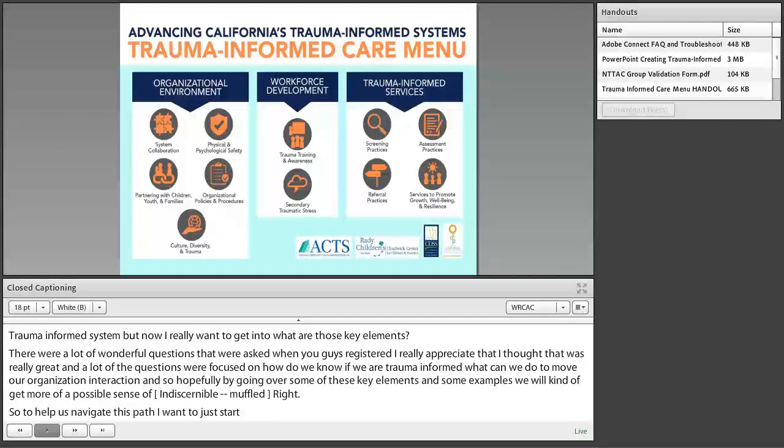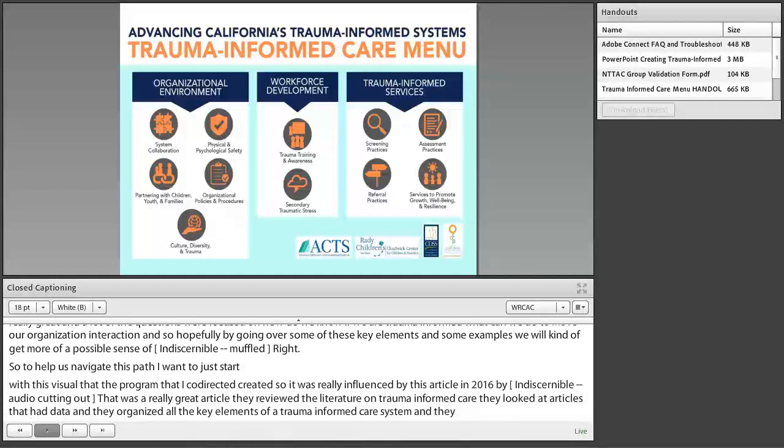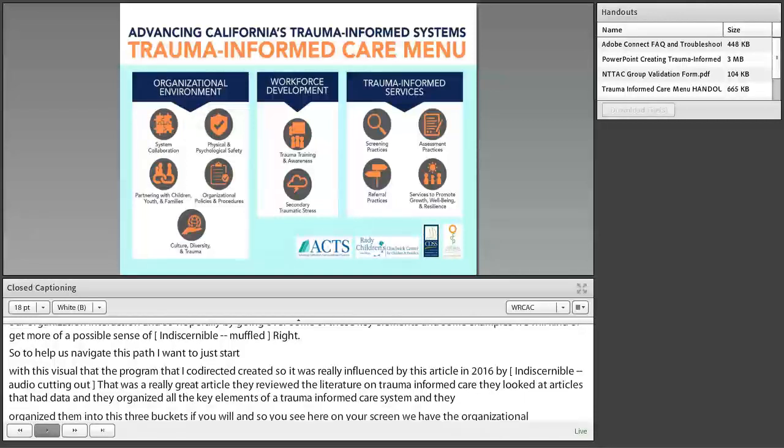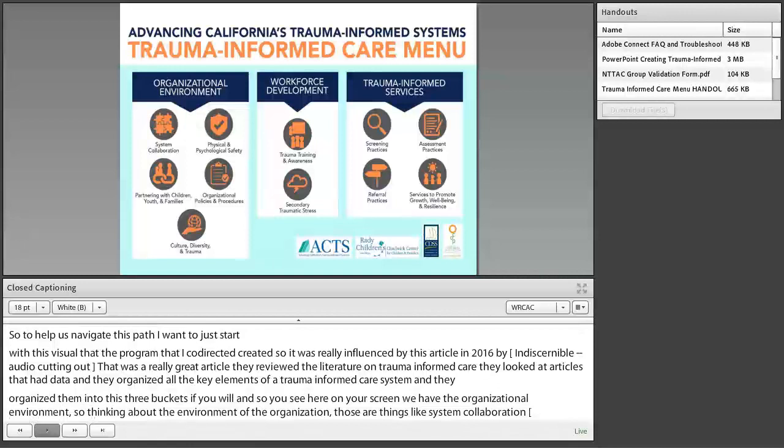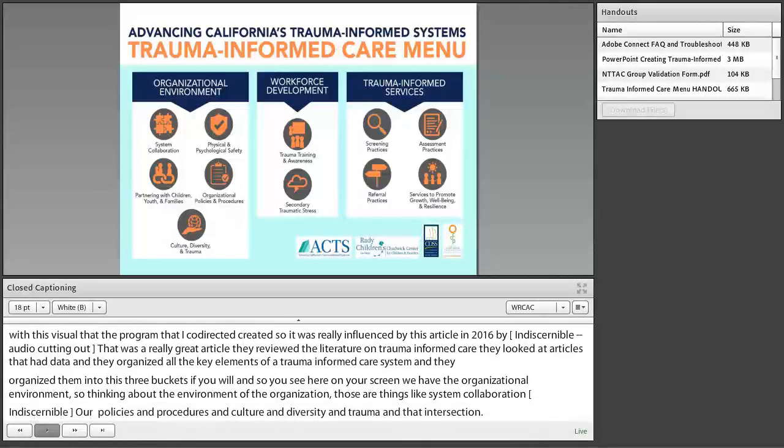And so you see here on your screen, we have the organizational environment, right? So thinking about the environment of your organization. Those are things like system collaboration, physical and psychological safety, partnering with children and families, our policies and procedures, and culture and diversity and trauma and that intersection. Then we have this second bucket of workforce development, right? Thinking about how we're training our workforce. And those are things like trauma training and secondary traumatic stress.